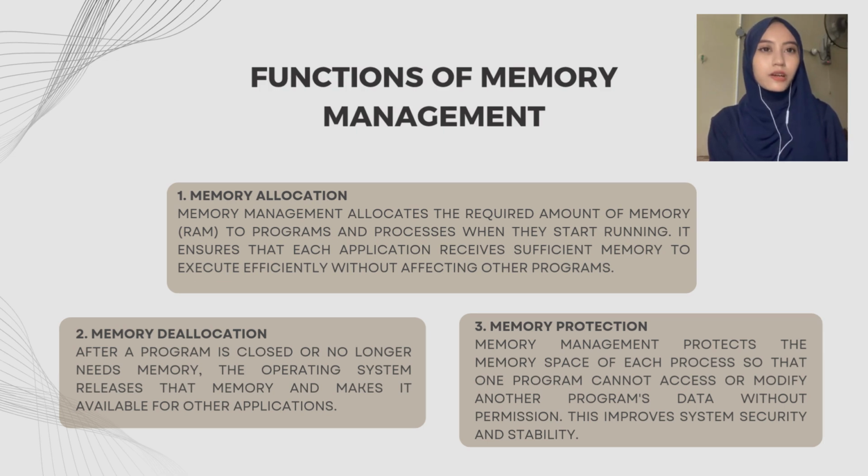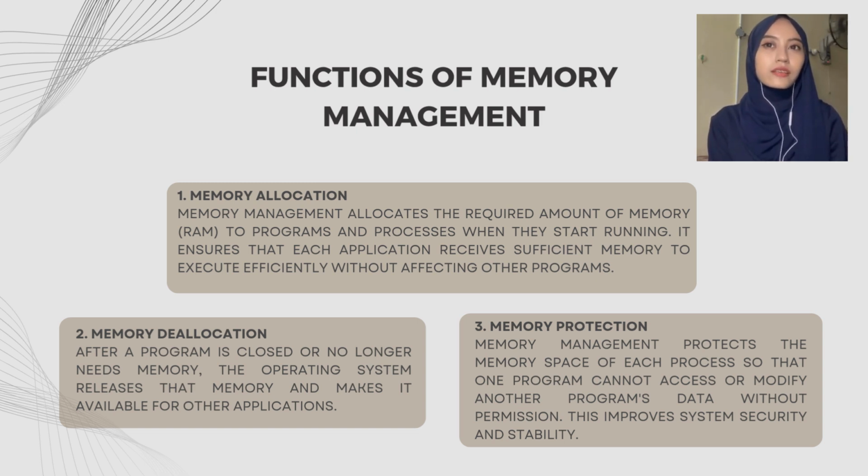Next, I will explain about functions of memory management. The first one is memory allocation. Memory management allocates the required amount of memory, RAM, to programs and processes when they start running. It ensures that each application receives sufficient memory to execute efficiently without affecting other programs. For example, when you open Microsoft Word, the operating system allocates memory for the application to load and run.